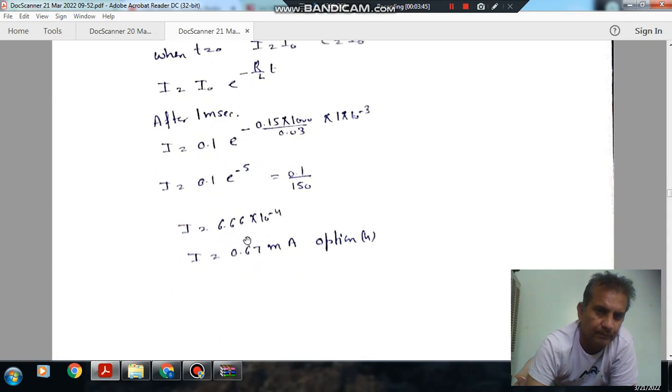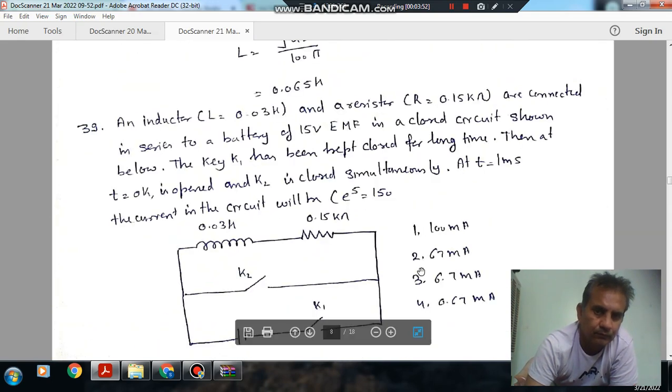So I will be 6.66 into 10 to the power minus 4 ampere, or 0.67 milliampere. Option 4 is the right answer.